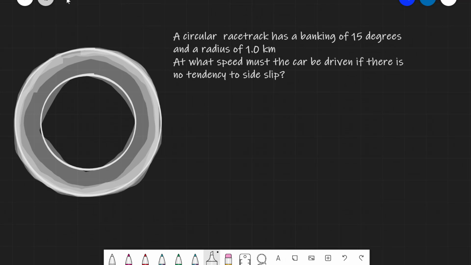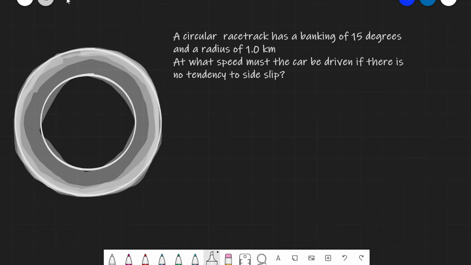Today we're going to be going through a tricky circular motion question. In particular, this is a circular motion at an angle question. So we have a circular racetrack which has a banking of 15 degrees and a radius of 1 kilometer. So if we had a race car, at what speed must the car be driven if there's no tendency to side slip along the racetrack?